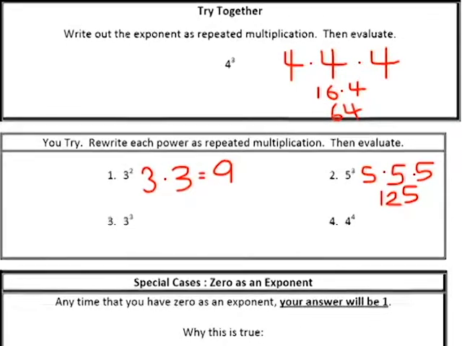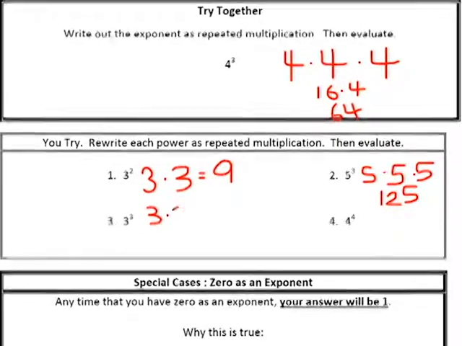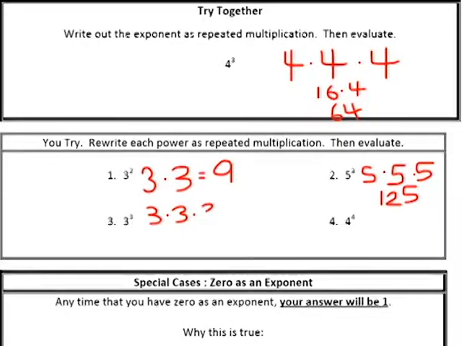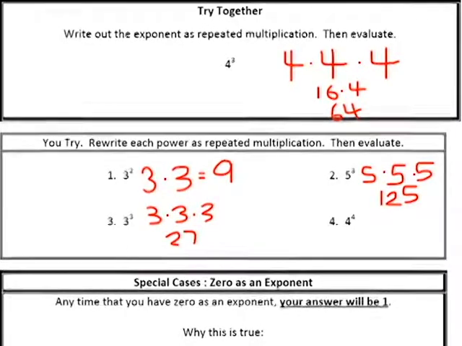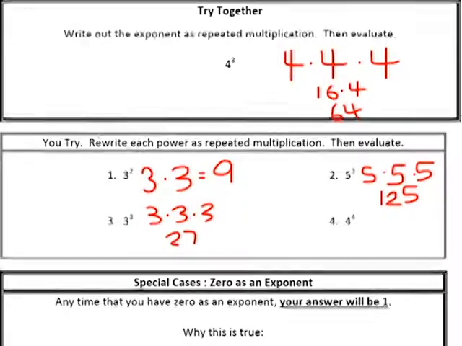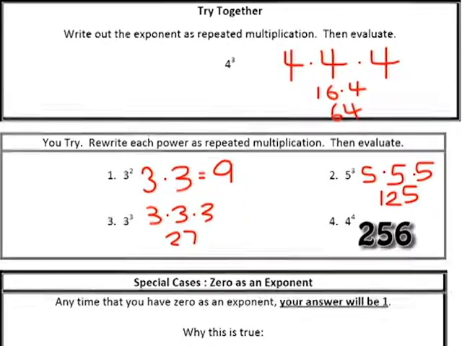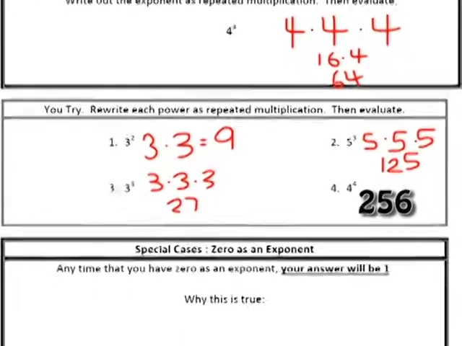A lot of people probably are looking at their paper and see 9 for number 3. We're not doing 3 times 3. We're doing 3 sets of 3. 3 times 3 times 3. 3 times 3 is 9. 9 times 3 is 27. Last but not least, we get 1,296 for number 4.